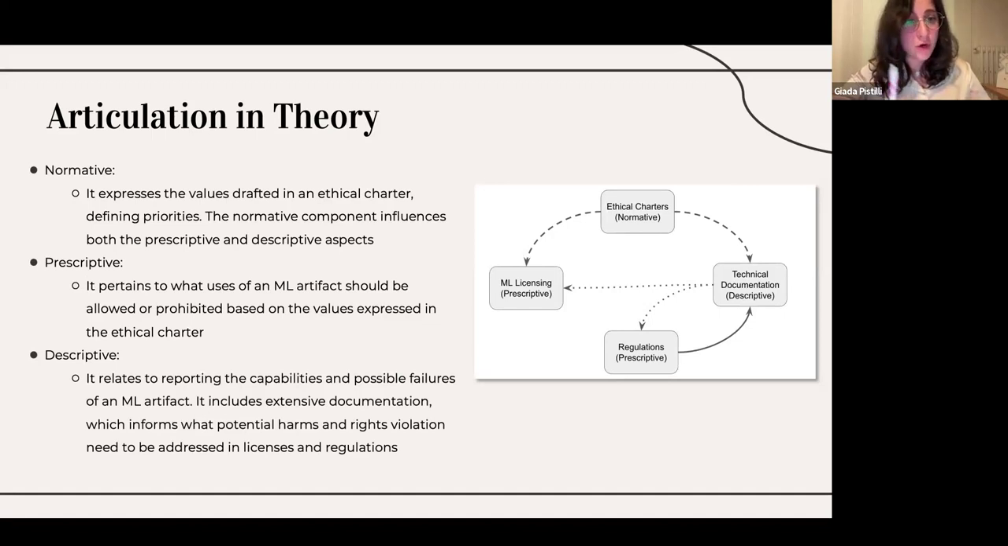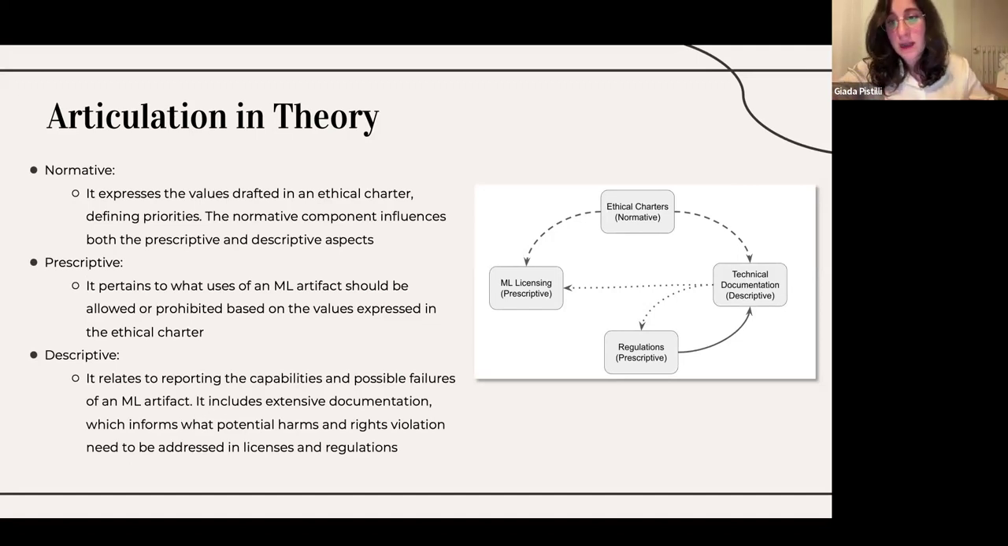And so why normative? Because it expresses the values drafted in an ethical charter, in our case. So also defining the priorities, and as we were saying, what we value in a specific project or in the development or deployment of an AI system. And so the normative component influences both the prescriptive and descriptive aspects.